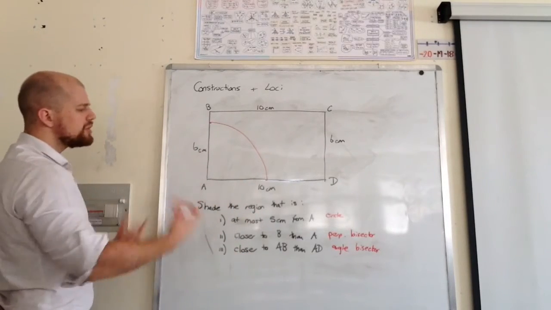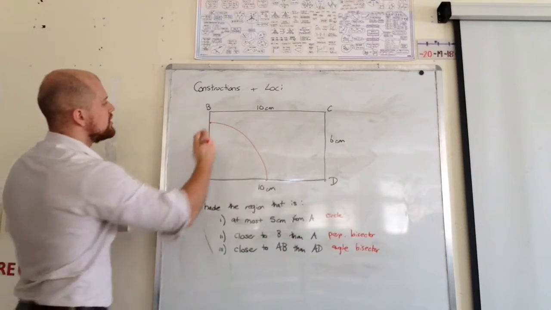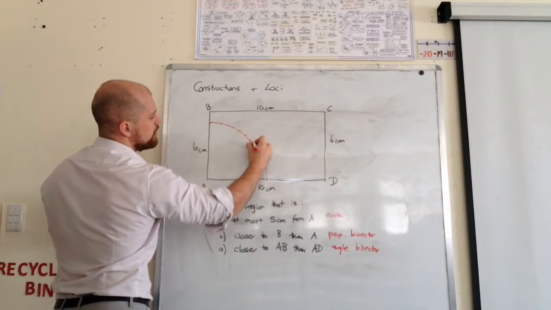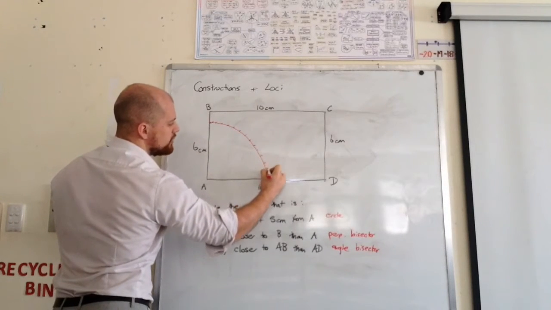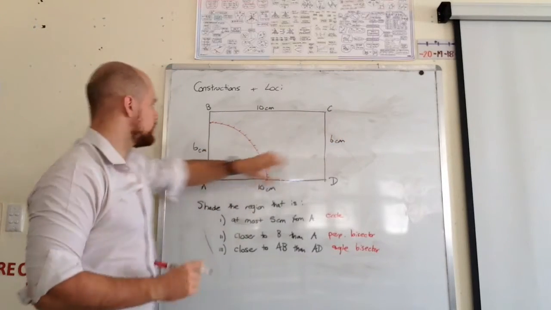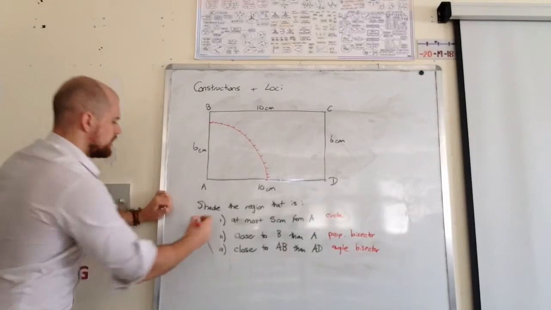Now, if I want to be at most 5 centimeters from A, I'm going to be in this region here. So what I like to do is just put tiny little dashes on the side you don't want. What I'm therefore doing is removing all of this. I'm not going to consider any of this anymore. I put tiny little dashes here. So that's that one done.